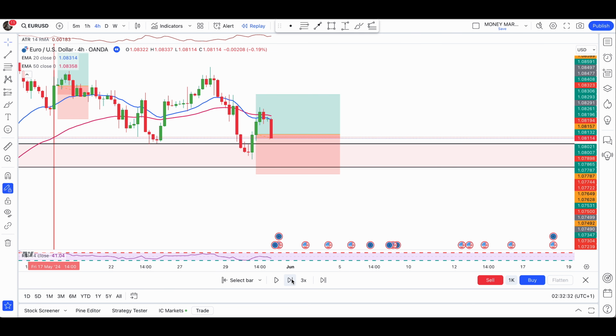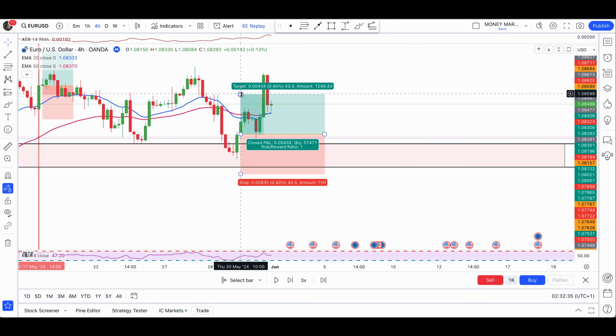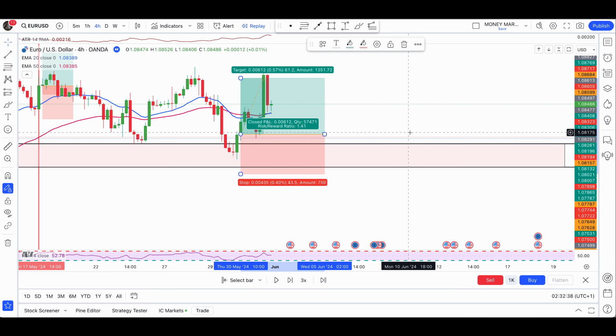And if I play the market, as you can see, that hit our take profit, and it would have gone up to 1.421 as well.